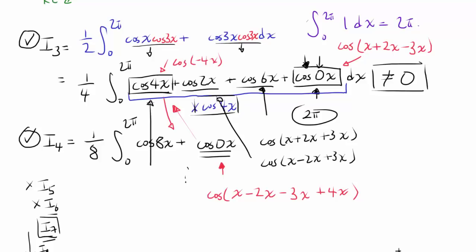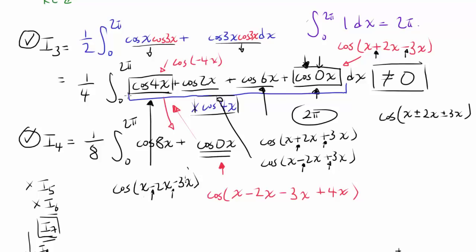And how do we get cosine of 4x? That's by doing cosine of x minus 2x minus 3x, which is cosine of negative 4x or cosine of 4x. So realize each of these terms, cosine of 4x, cosine of 2x, cosine of 6x, cosine of 0x, is equal to cosine of x with either plus or minus 2x and either plus or minus 3x. Look at this: cosine of x plus 2x minus 3x, cosine of x plus 2x plus 3x, cosine of x minus 2x plus 3x, cosine of x minus 2x minus 3x.